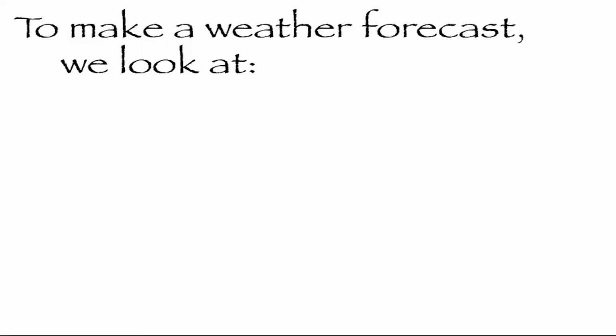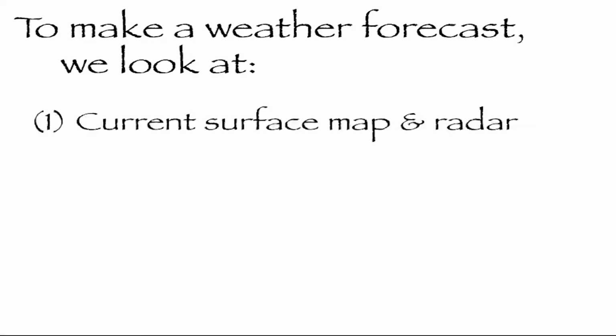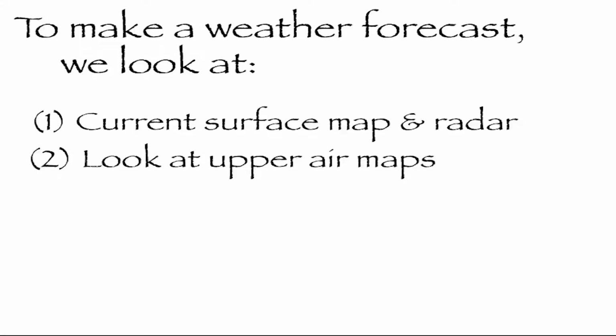So as a meteorologist, when I have to make a weather forecast, there's a couple things that I specifically look at. I look at the current surface map and radar to figure out where are the storms, where's the rain. I also figure out where high and low pressure is and where the fronts are. I also look at upper air maps, as the upper air maps are going to tell me what direction the fronts and the air masses and the storms are moving. It also shows me areas where there's warmth aloft and cold air aloft.